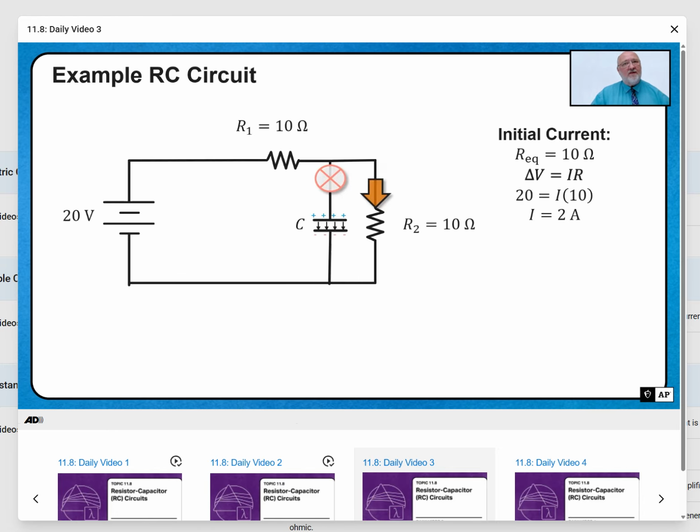Well, now we have a different equivalent resistance in our circuit. After a long period of time, the equivalent resistance is 20 ohms, right? R1 plus R2 in series. Using Ohm's law, we find that 20 volts from the battery is equal to I times 20 ohms. The current has now dropped to 1 amp.